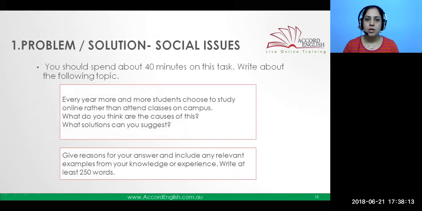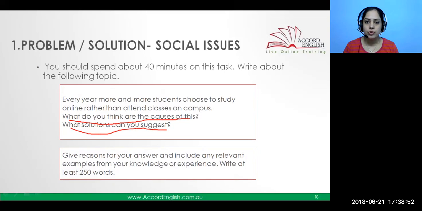Let us see what these are in detail. The first model is a problem solution one, which will be dealing with social issues most of the time. The question is the same in every model, but the question format is different. This is how it is going to be. Every year, more and more students choose to study online rather than attend classes on campus. So what do you think are the causes of this? What solutions can you suggest?